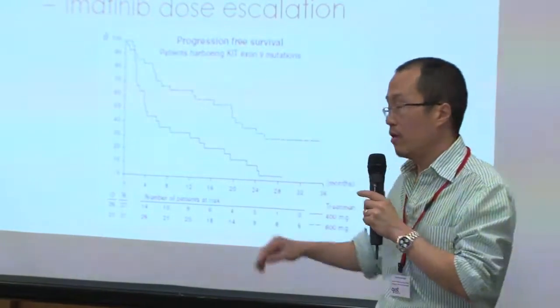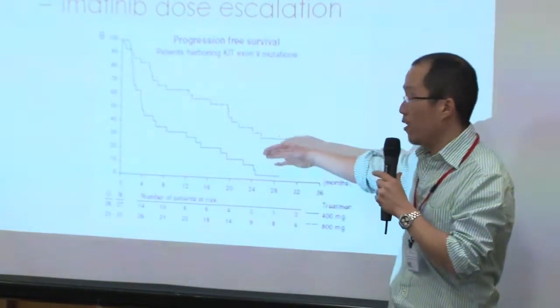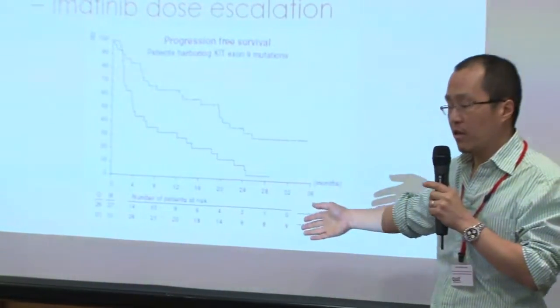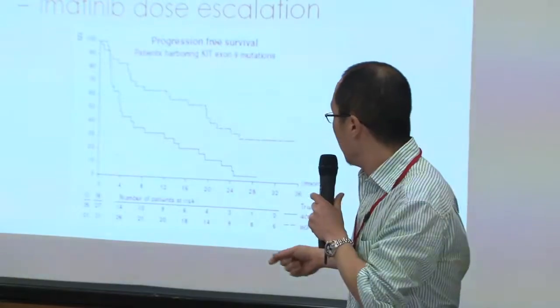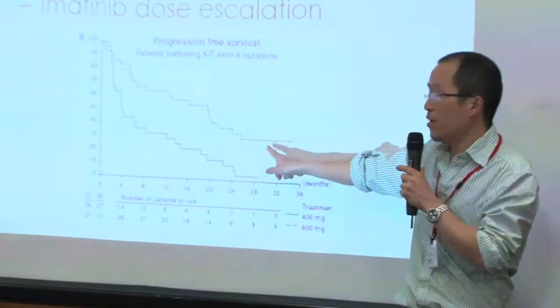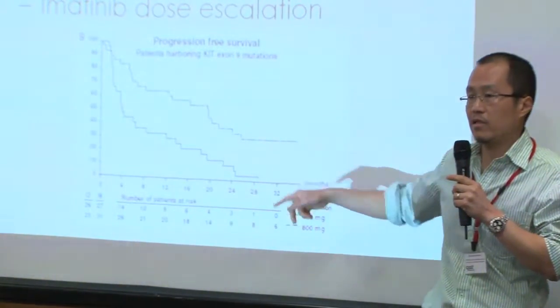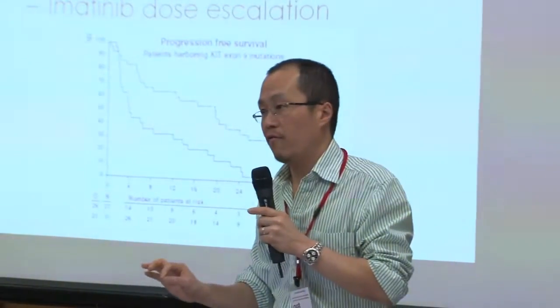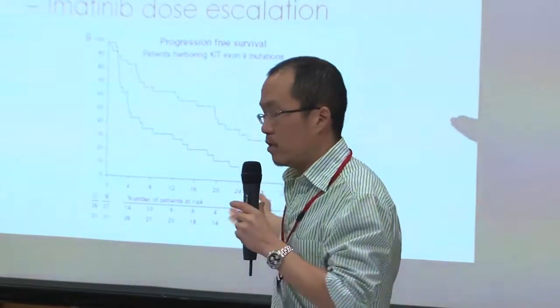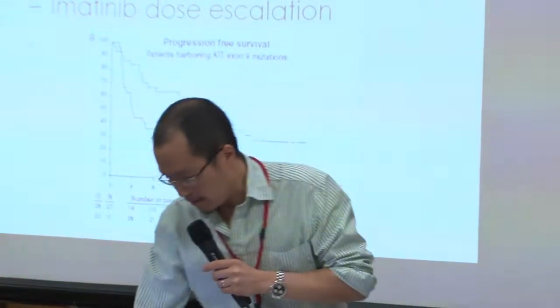by doubling the dose. And many of you may or may not have seen this survival curve. These are patients with KIT exon 9 mutant GISTs who've been given 400 milligrams versus 800 milligrams of imatinib, and it's been shown that doubling the dose with this particular mutation type is of a survival benefit.